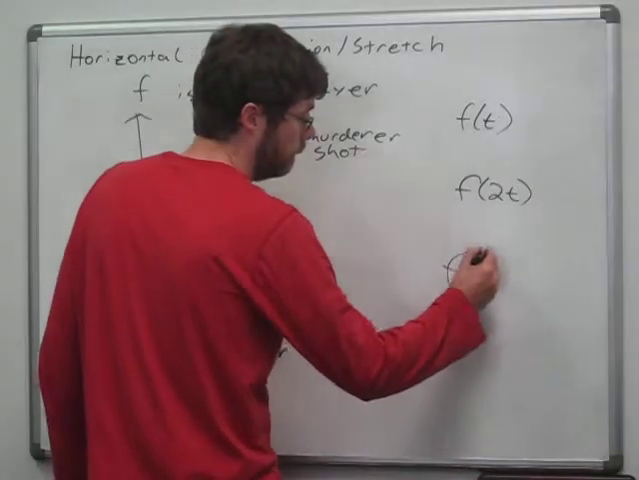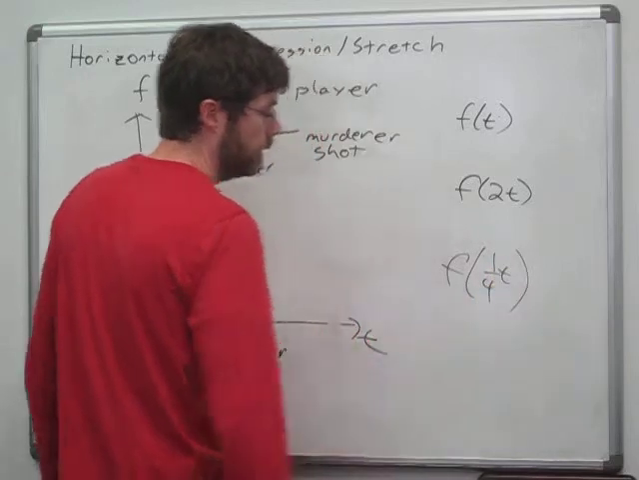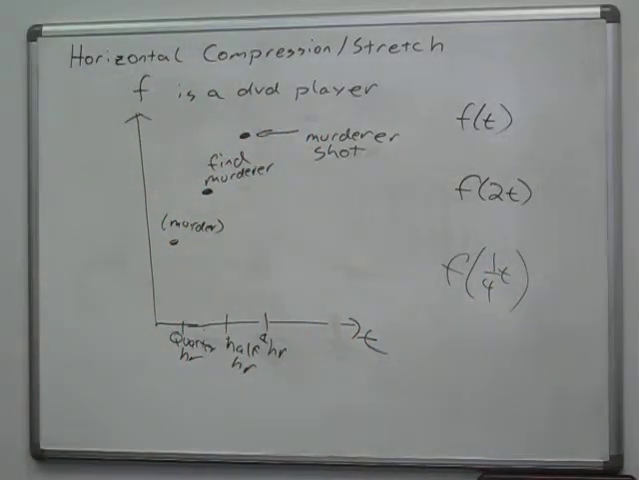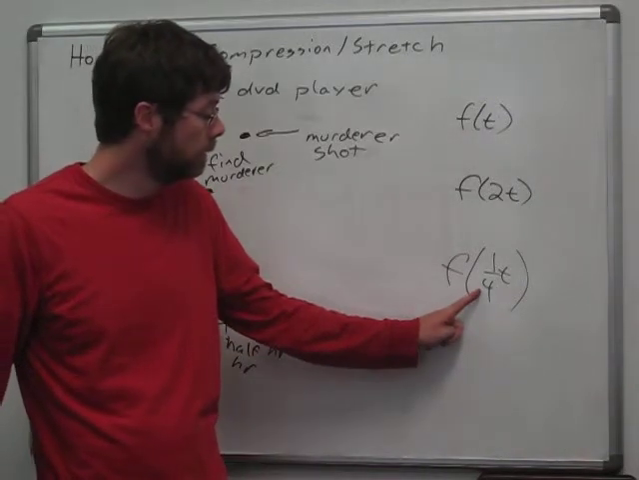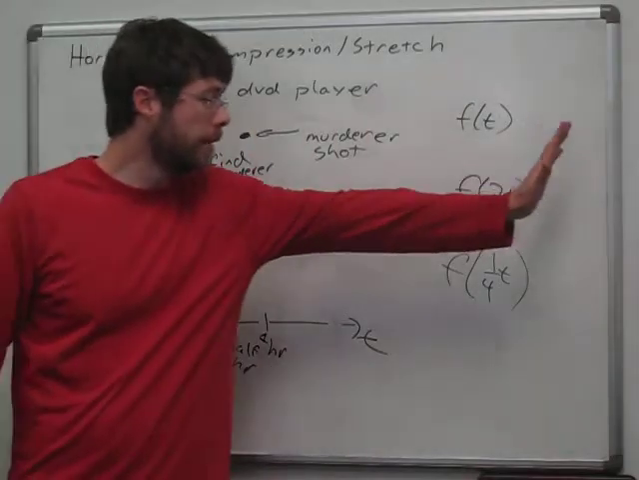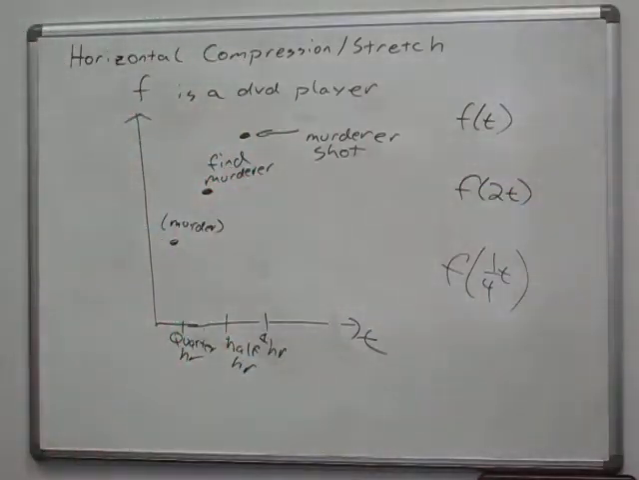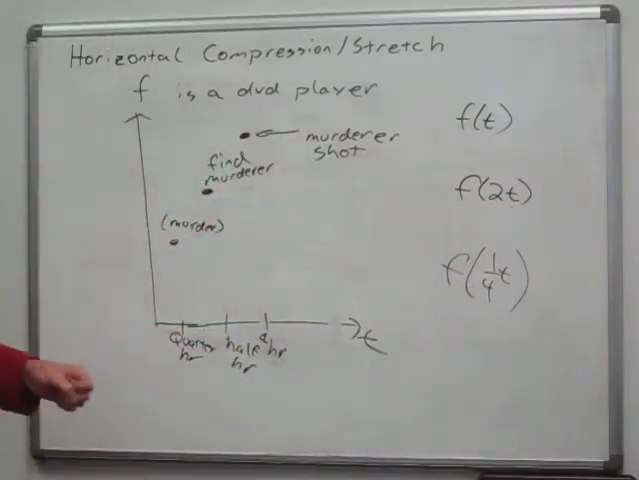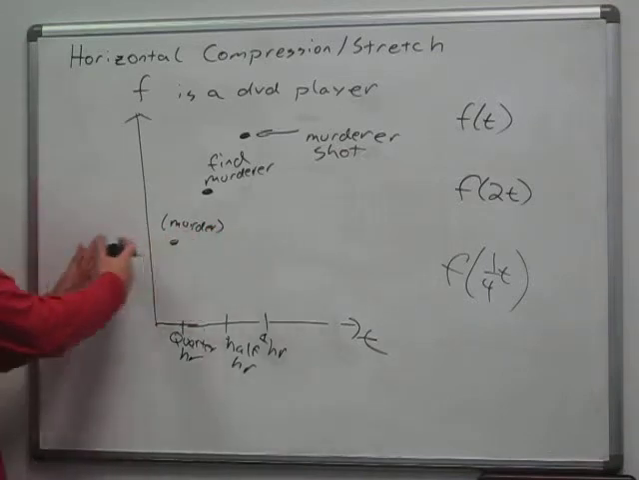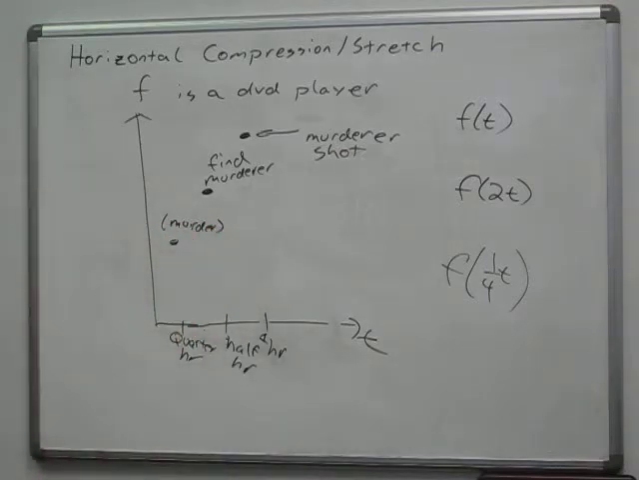Conversely, let's say I replace my t with 1/4 times t. Now I'm slowing time down by a factor of 4. So all these events are going to happen farther out into the future, and so I'm going to stretch the unfolding of the plot horizontally. So when we think about stretching and compression of any graph, we can think of it in terms of fast forward or slow motion if we think of getting away from the y-axis as progression of time.